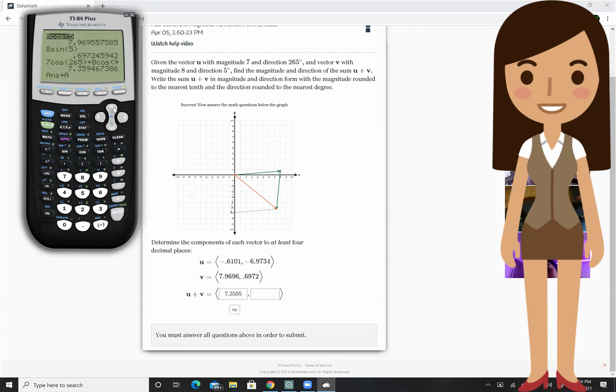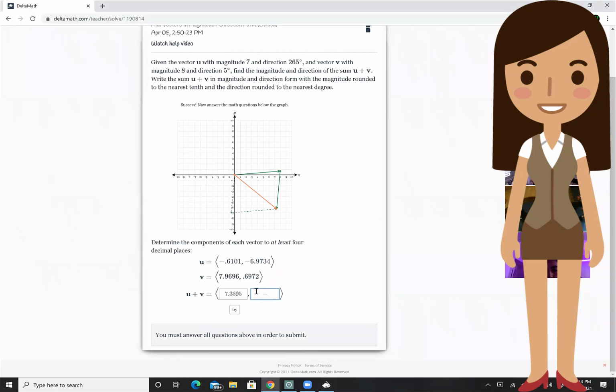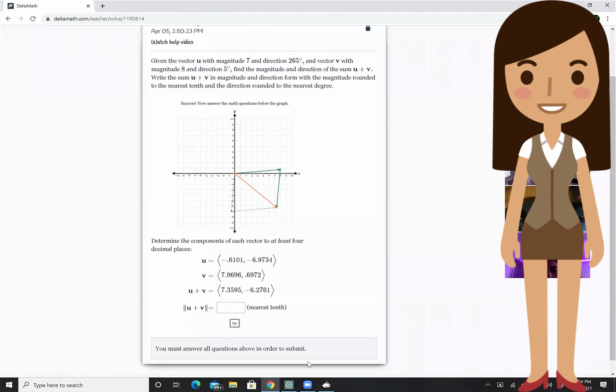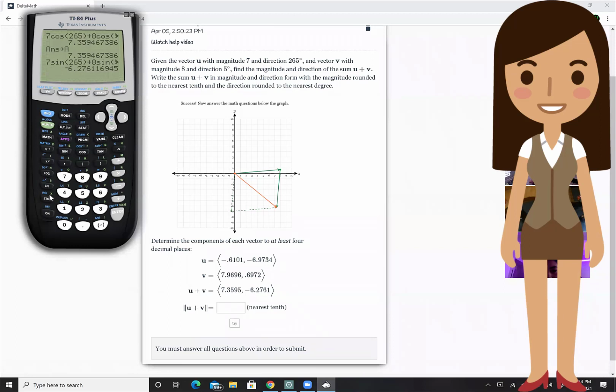All right, here we go for the B, guys, or the Y component. I like to go in order, so I'm going to grab this one first. 7 sine 265, close parenthesis, plus, where are you? Did I already miss it? Oh, there it is. 8 sine 5. So there it is. Enter. I got everything correct. Negative 6.2761. Push try. It sounds correct to me.